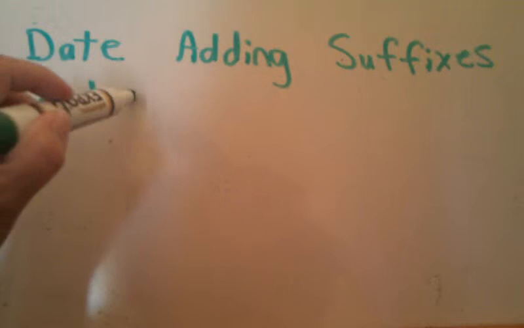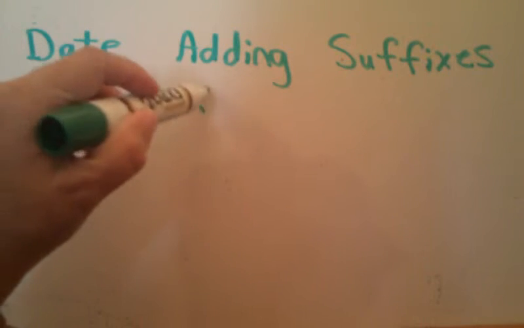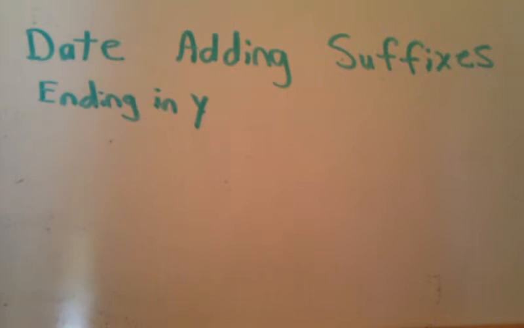Ending in Y. Now, these rules you've already learned. You've learned them in 4th grade, all through junior high. So this should not be new. This should just be review. Okay? Whenever you have a word ending in Y, you have to look at the letter that's before the Y. If it's a vowel, add the suffix without changing the Y.